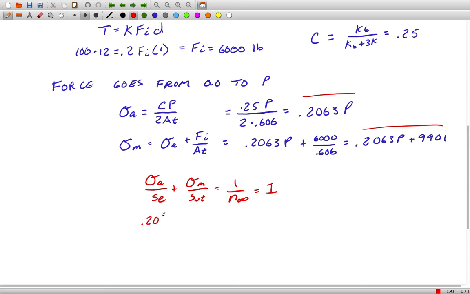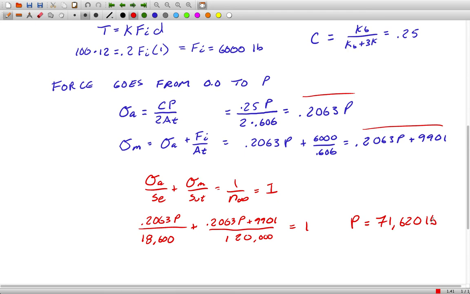So .2063P over 18,600 plus (.2063P plus 9901) over 120,000 is equal to 1. We solve for P, it's 71,620 pounds. So that would be the external load you can apply to this thing before, or rather, that's the maximum external load to have an infinite life.